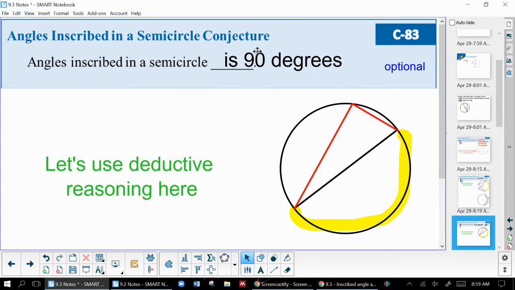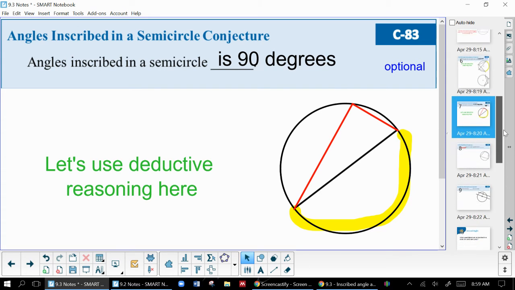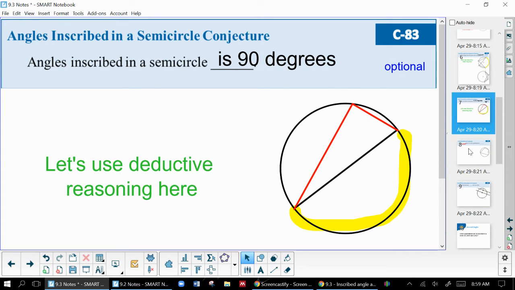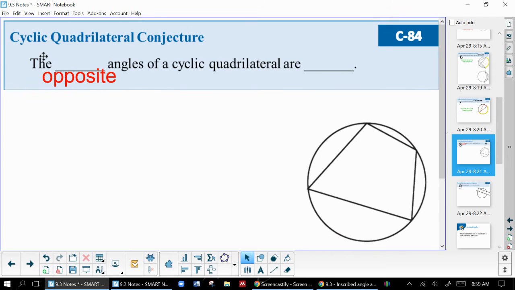Again, that's not something I think is super important to write down, because as long as you knew that first conjecture, that the arc is always twice the inscribed angle, or the inscribed angle is half of the arc, well, there's 180, half of that's 90. You don't really need this conjecture. Okay, there's two more. These ones are not optional. You need to write these ones down.